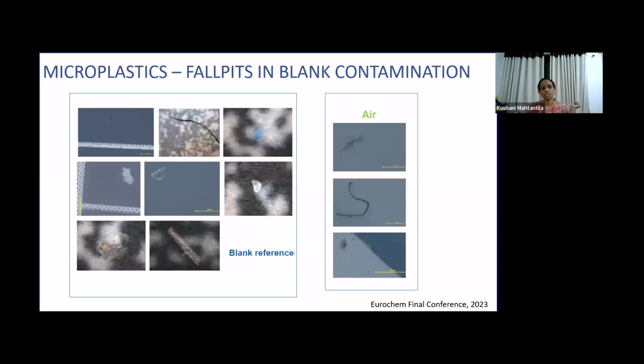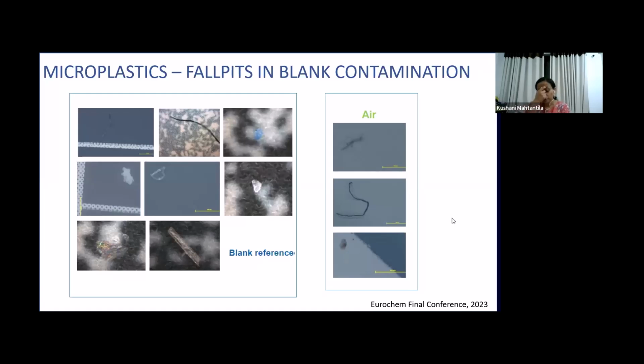Pharmaceutical testing and manufacturing facilities and semiconductor testing laboratory facilities are recommended for the analysis of microplastic, because our environment is contaminated with microplastic. It is difficult to maintain an unpolluted reference or air blank sample. Those are the particles reported by one researcher. They are blank contaminations and air contamination.